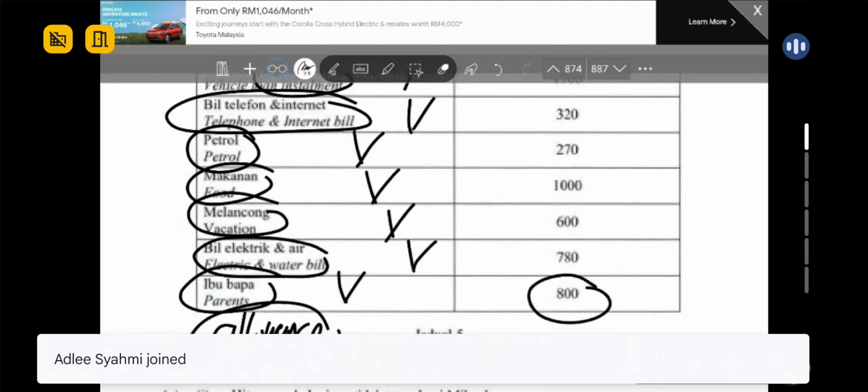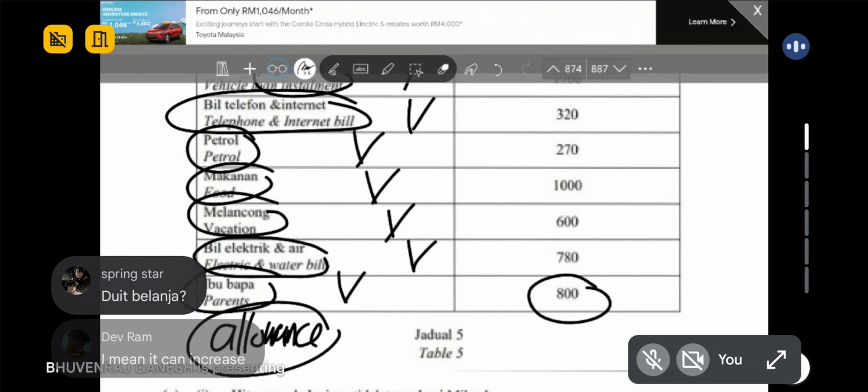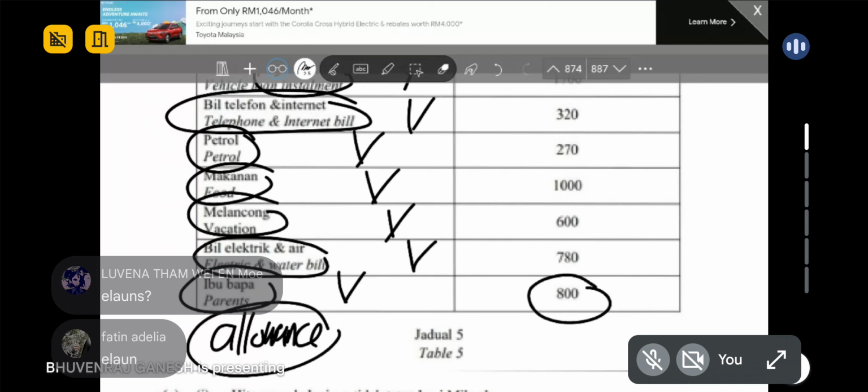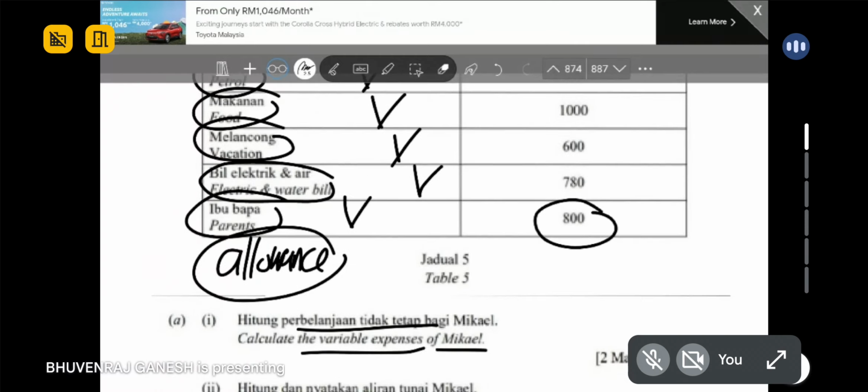Allowance in BM, I forget what's the term lah. Saya pun dah lupa. What is allowance, guys? BM? I also forgot tadi. Duit belanja. Allowance. Correct, right? Allowance bagi ibu bapa. Dia tidak tetap. Okay? So next one.